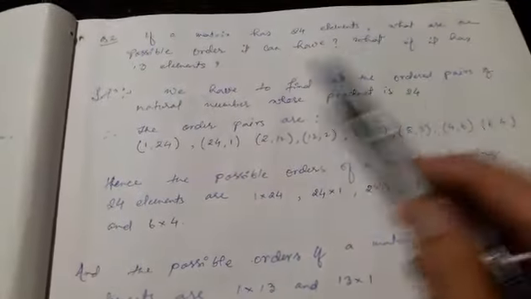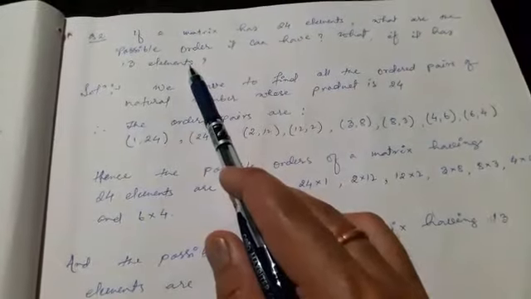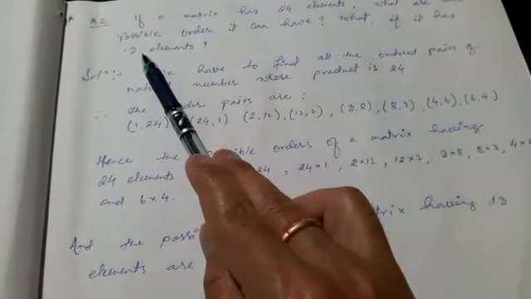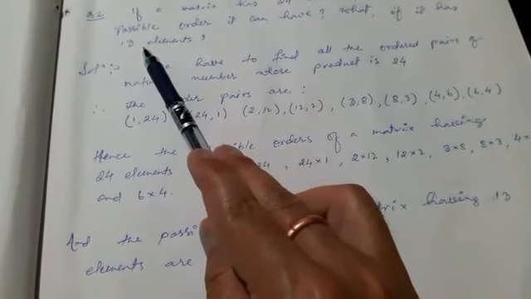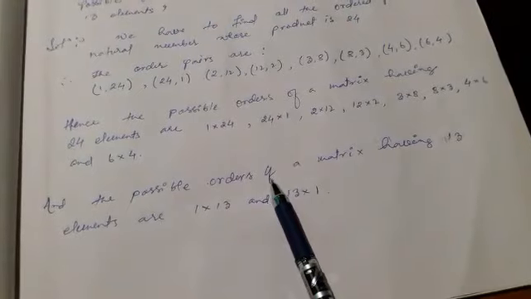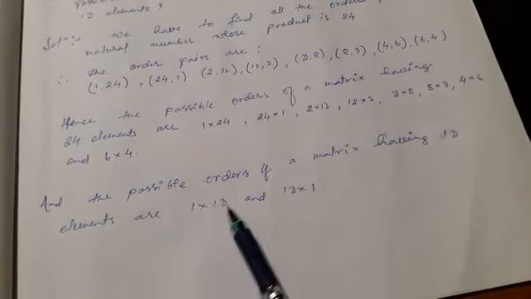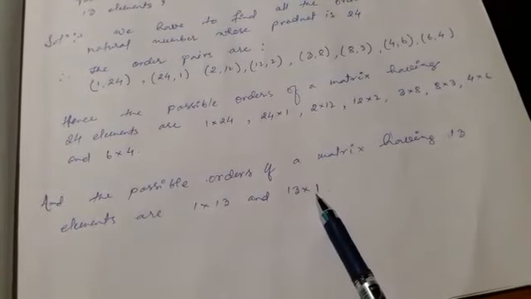So the second question, what if it has 13 elements? How many elements are there? 13 elements. We have to use the multiplication table. 1 into 13, 13. 13 into 1, 13. Only these two pairs we got. So the possible orders of a matrix having 13 elements are 1 into 13 and 13 into 1.